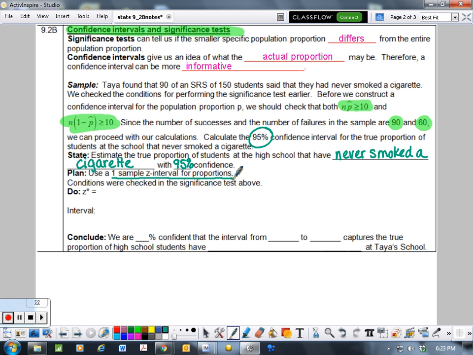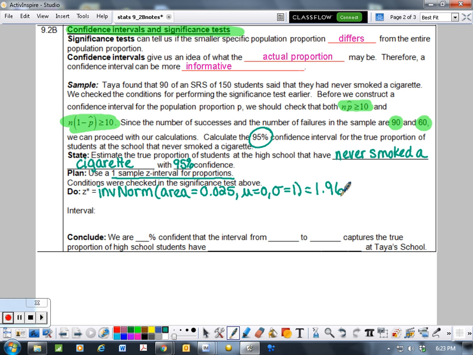Inverse norm. If it's 95%, our area will be half of the remaining 5%, so 0.025, with a mean of 0 and standard deviation of 1. And I'm pretty sure that's 1.96. Yep, we use this one a lot.